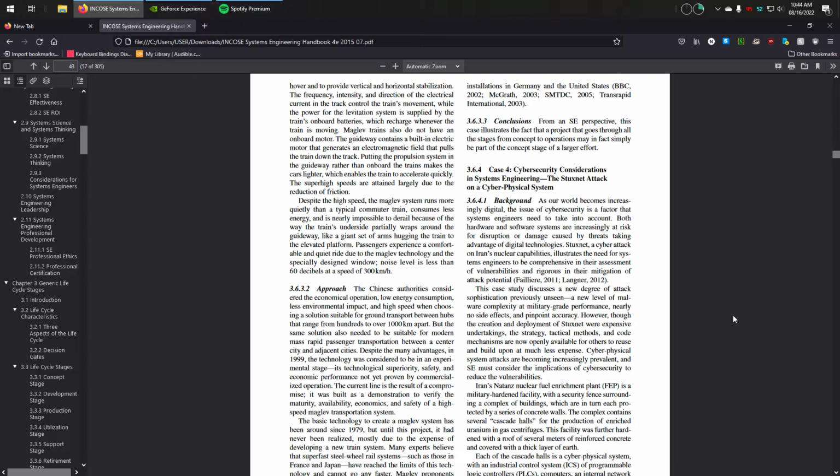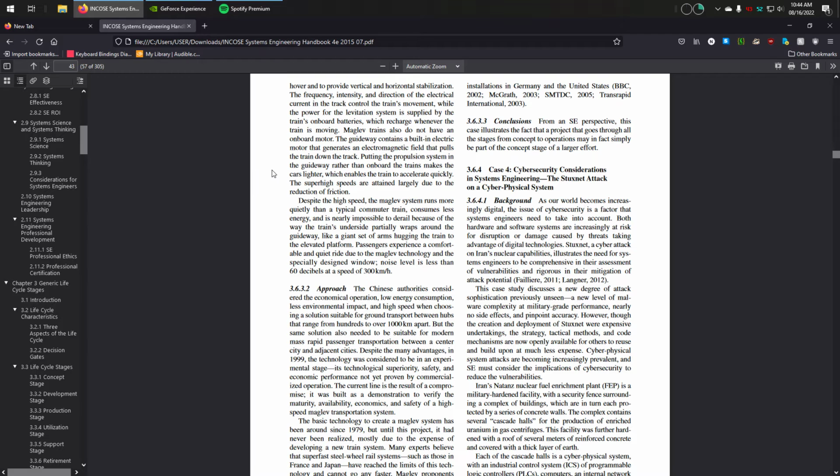The frequency, intensity, and direction of the electric current in the track control the main train's movement, while the power for the levitation system is supplied by the train's onboard batteries, which recharge whenever the train is moving. Maglev trains do not have an onboard motor. The guideway contains a built-in electric motor that generates an electromagnetic field that pulls the train down the track.